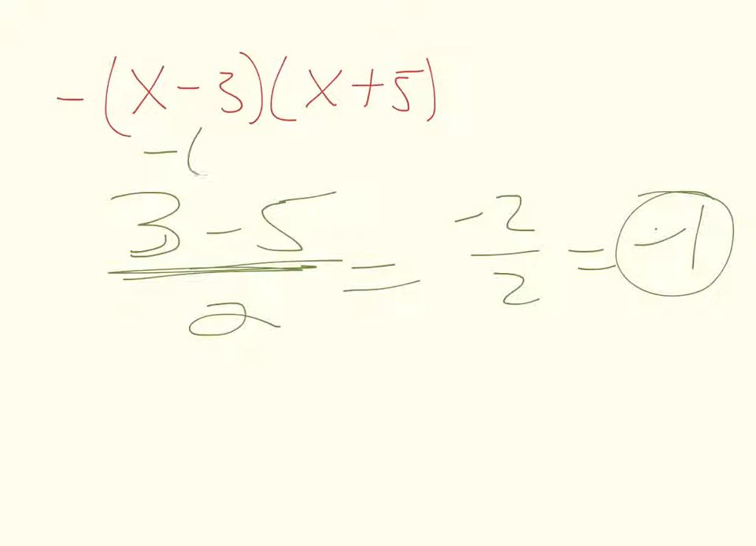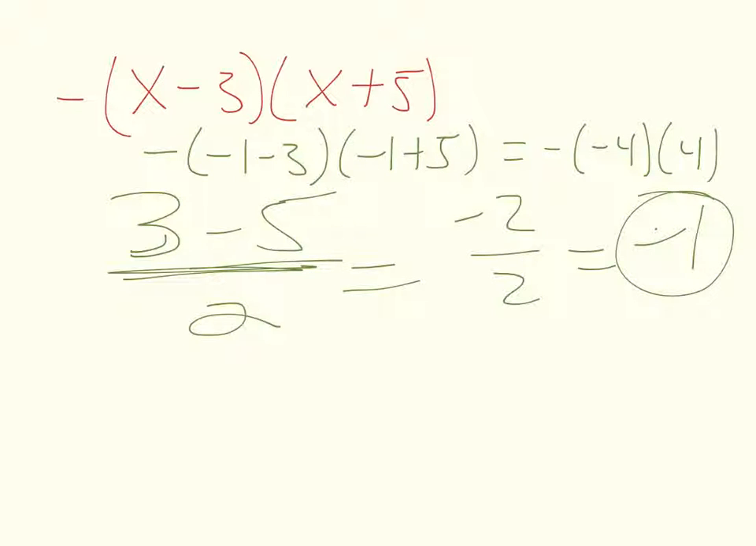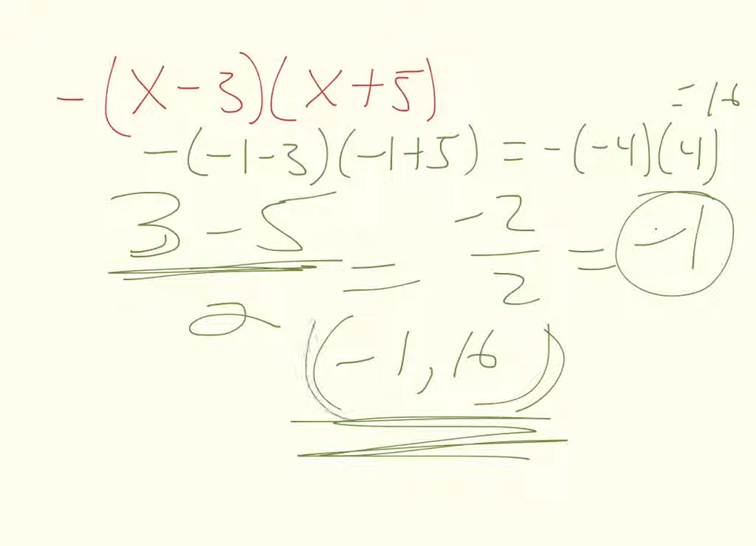So then I have minus 1 minus 3, and minus 1 plus 5. And if you remember, what you're going to have in both brackets is the same number with different signs. So I have minus 3 minus 1 is minus 4, and that is 4. Minus times a minus is a plus. 4 times 4 is 16, so I end up with plus 16. So my vertex would be negative 1 and 16. Okay. That's your vertex.